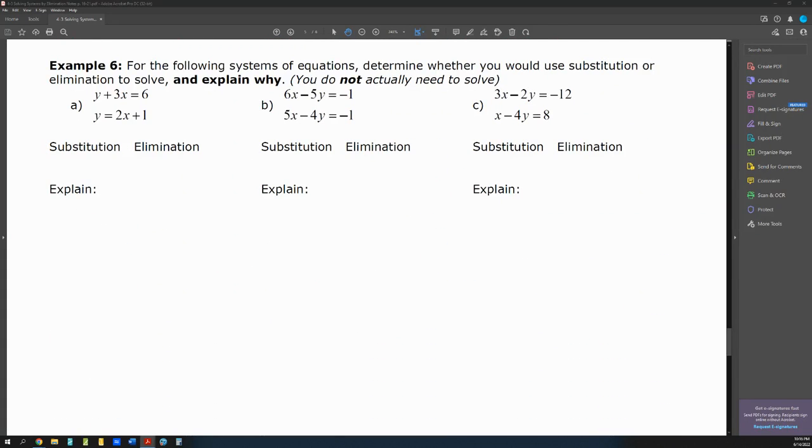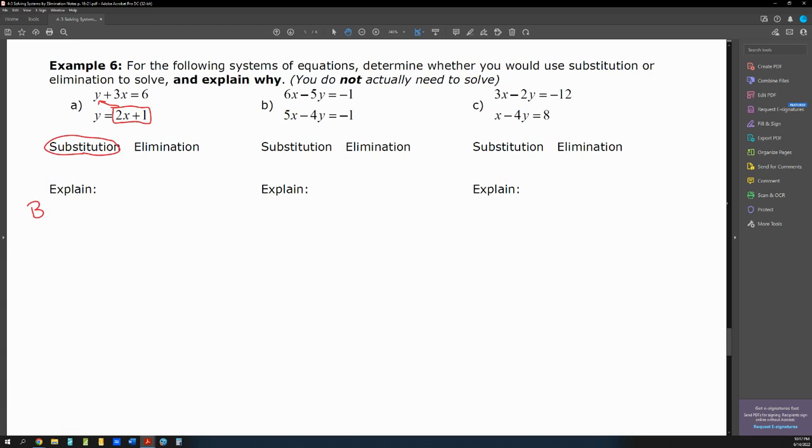Example 6. Here we want to look at each of these systems of linear equations and determine which method we want to use to solve them. So part A. In this case, I noticed that we have a y equals equation. So we could just take this expression that y is equal to and substitute it in for y in the other equation. So I would choose the substitution method.